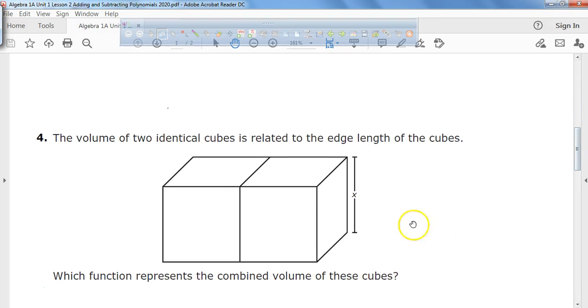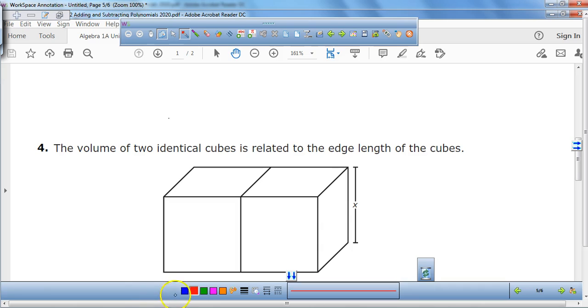The volume of two identical cubes is related to the edge length of the cubes. Which function represents the combined volumes of the cubes? So here's what I want you to do. I want you to say y is equal to the combined volumes.